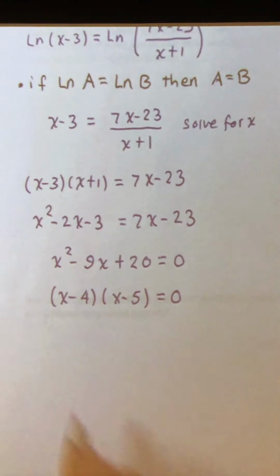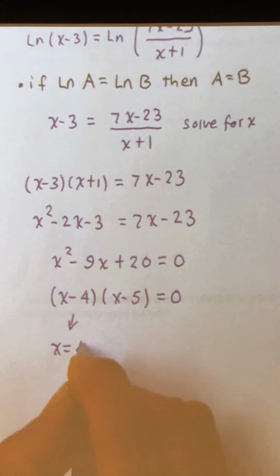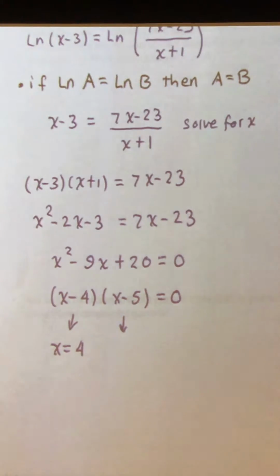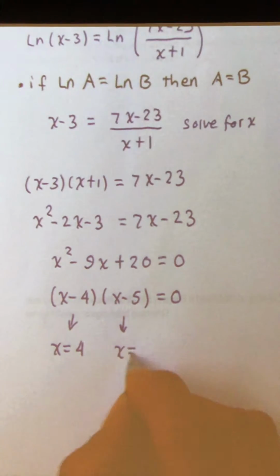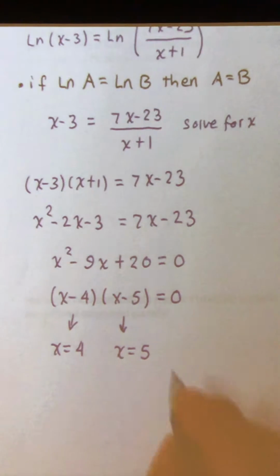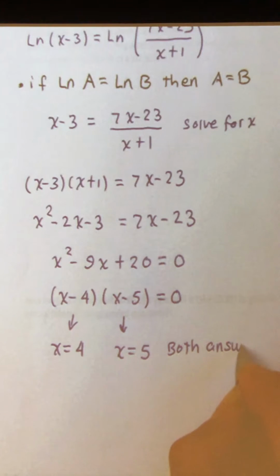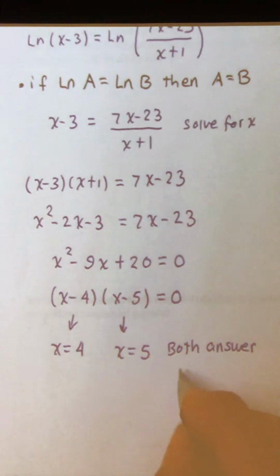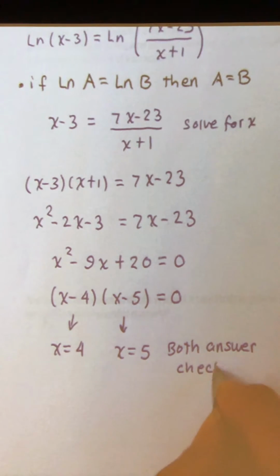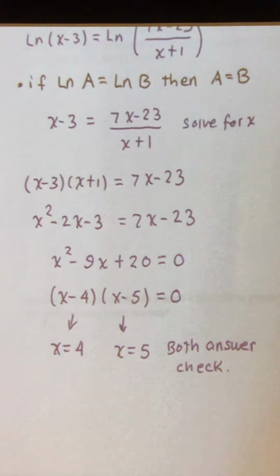So that generates two solutions. From x minus 4 equals 0, we get x equals 4. And where x minus 5 is equal to 0, that gives us x equals 5. And here both answers check. Always check your answers when you solve logarithmic equations. Both of them check. Let's move on to problem number 5.